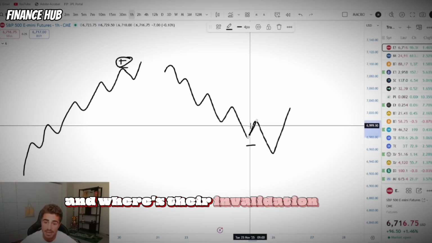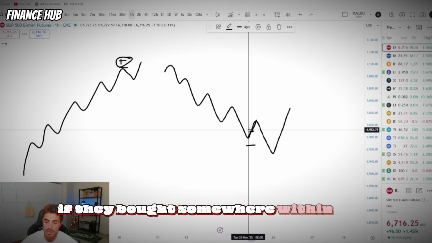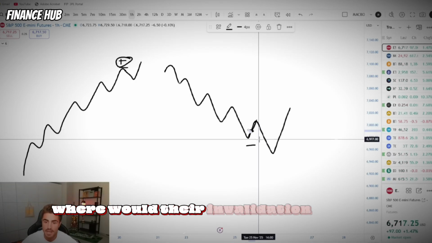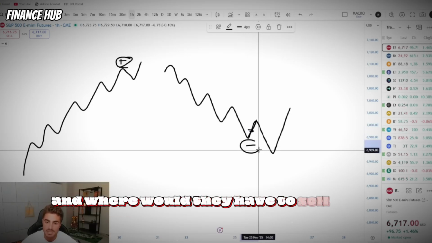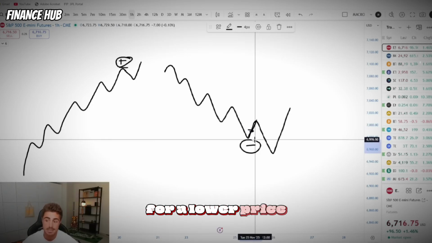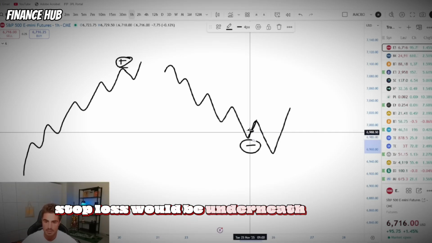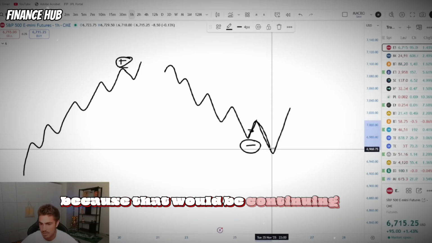and where's their invalidation point? Again, if they bought somewhere within here and we're in a downtrend, they thought price was going to reverse, where would their invalidation point be, and where would they have to sell those shares back for a lower price, taking a loss? Or where would their stop loss be? Their stop loss would be underneath the lows, because that would be continuing the downtrend.